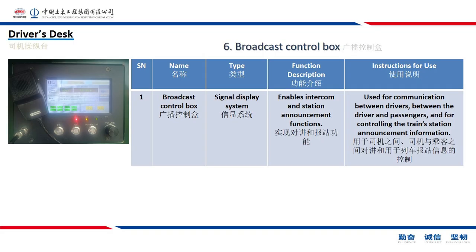Slide 26, broadcast control box. This is the broadcast control box. It is used to make announcements to passengers, either live or pre-recorded. Clear communication is critical for passenger safety, especially in emergencies. Drivers should practice speaking calmly and clearly through this system.